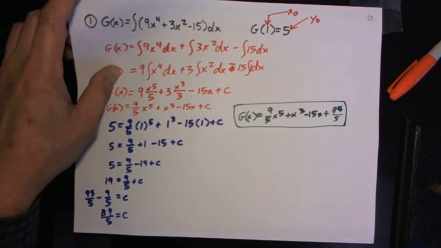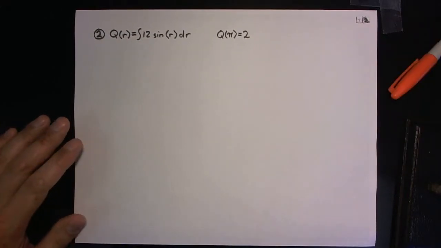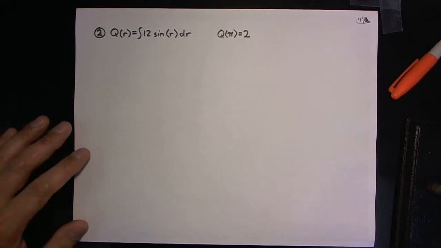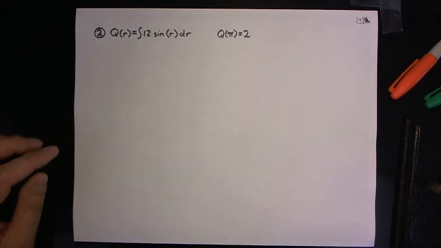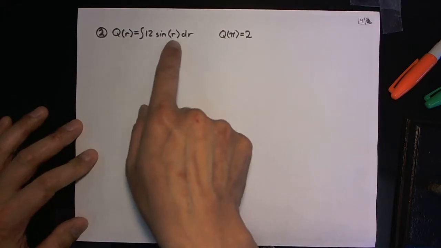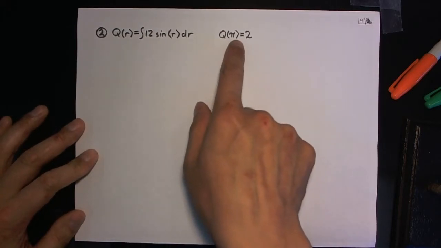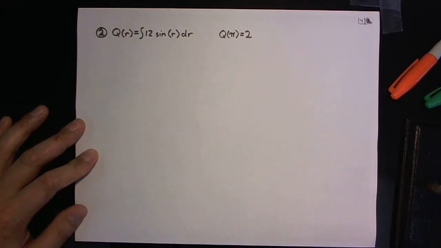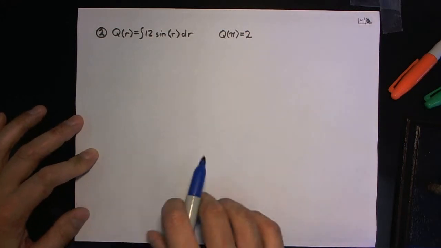Let's take a slightly more complicated example of this. And let's see, I have a grand total of 5 examples. So now we got this sine function here, and we know that q of pi is equal to 2. All right, let's go ahead and figure out how to do this.